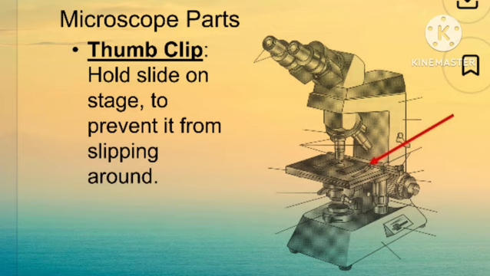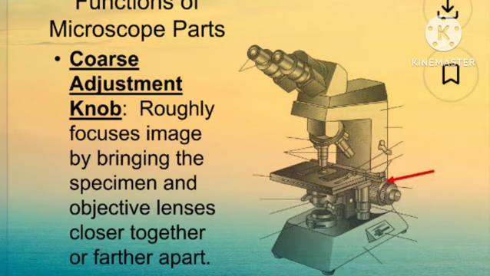And next, the thumb clip. What is a thumb clip? It holds the slide on the stage to prevent it from slipping around. More commonly known as the stage clip. Another name is slide holder clamp, a spring loaded arm located at the top of your microscope.